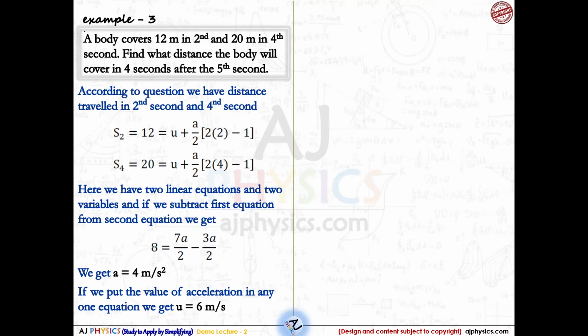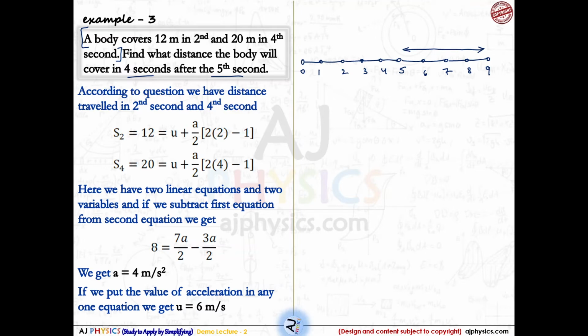Now that was only the analysis of the first line of the question. The second line I haven't touched, so let's try to figure it out. Now the situation is, this was the data mentioned till the 4th second. We have to find the distance in 4 seconds after the 5th second. Fine. So this is 0, 1, 2, 3, 4, 5. So we need 4 seconds after this. That means 1, 2, 3 and 4. That means 6, 7, 8, 9. Okay. So we need this distance.